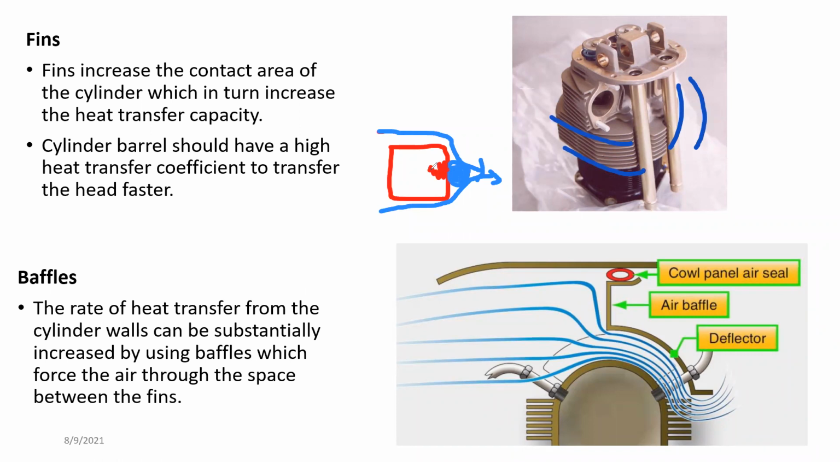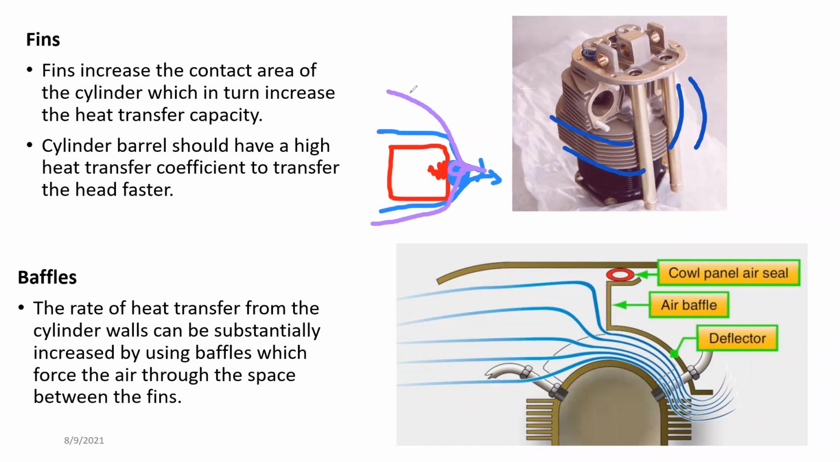That particular area's temperature increases and it causes the engine to overheat. To avoid this, we use something called baffles. A baffle means an arrangement like this: we have some arrangement like this with an opening on top. We close this from behind and keep the opening on top.